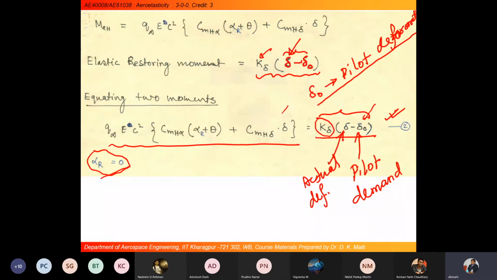Only in that case we have to write a computer program to get the values; for different values of alpha r we can get the solution. Basically in this we have taken two degrees of freedom. One is theta, that is the flexible angle of attack, and another is delta, that is the flexible deformation of the control surface. These are the two degrees of freedom. Associated with these two degrees of freedom, we have obtained two equilibrium equations.